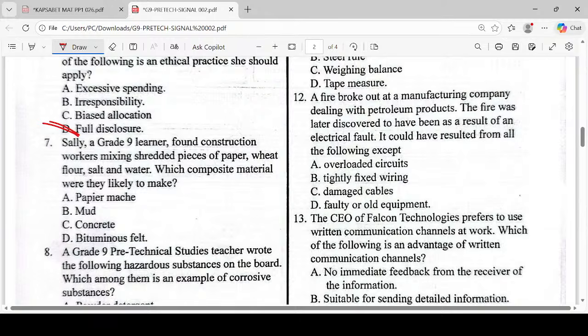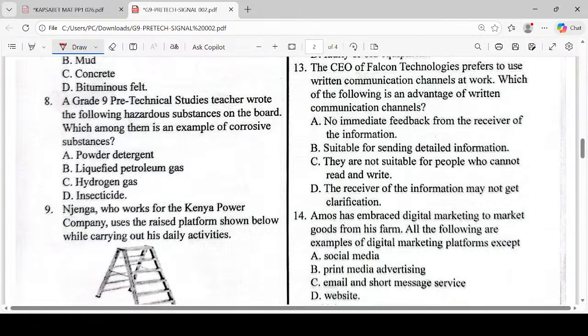Question 7. Sally, a grade 9 learner, found construction workers mixing shredded pieces of paper, wheat flour, salt, and water. Which composite material were they likely to make? A, Papier mache, B, Mud, C, Concrete, D, Bituminous felt. When you look at this, they were making what we call a papier mache, which make choice A for apple the correct answer. Let's have a look at question number 8.